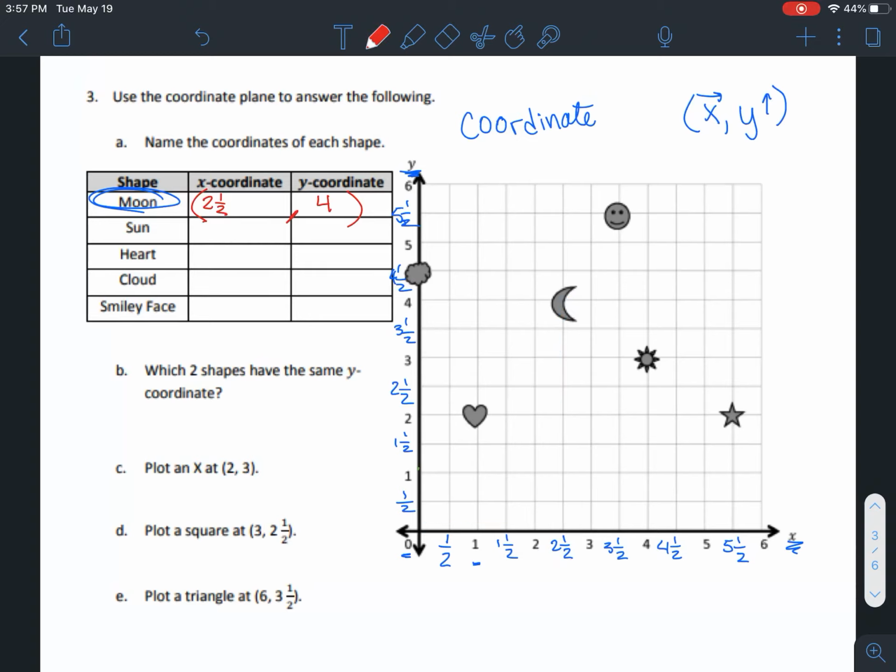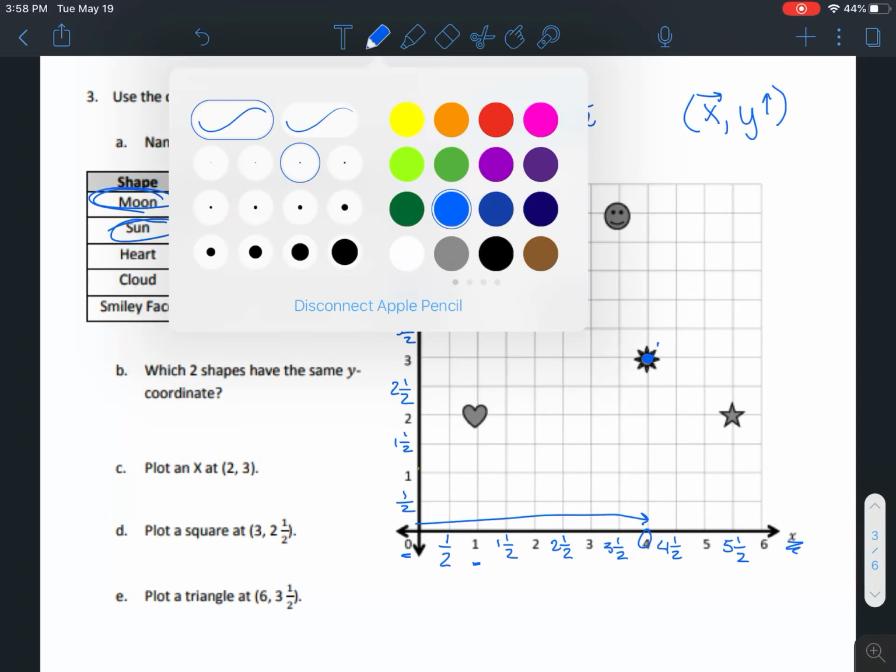Let's try another example. This time, we're looking for the sun. Let's go ahead and look for the sun. I'm noticing that the sun is right at this point. Take a moment to look at the x-axis first. What number is the sun at on the x-axis? The sun goes all the way over to the number 4 on the x-axis.